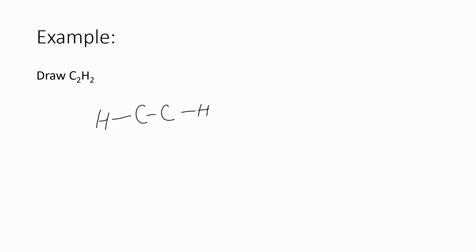And satisfy the octets. Okay, so hydrogen's satisfied, it just has one bond. Carbon's not satisfied, what do you have to do? Add two more lines. Okay, good. So now carbon has 1, 2, 3, 4 bonds. And that will be our molecule.